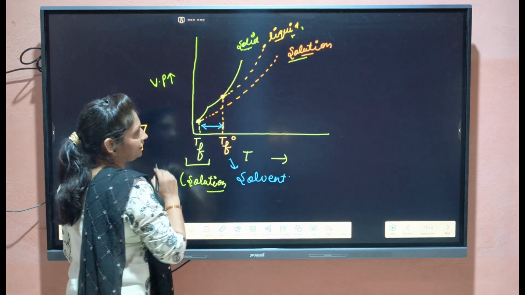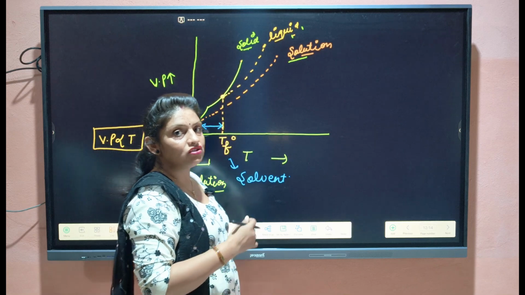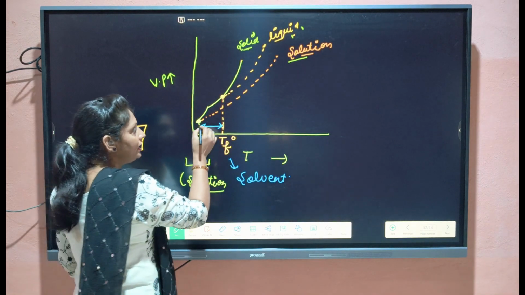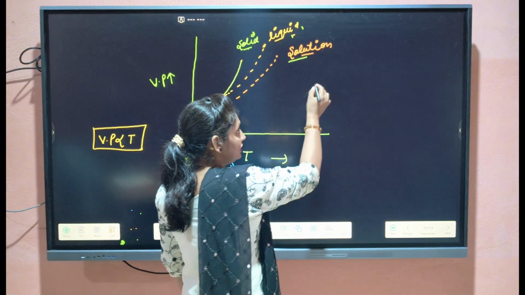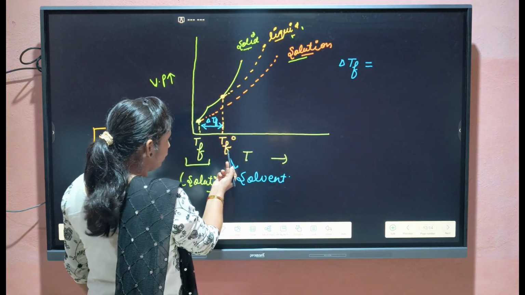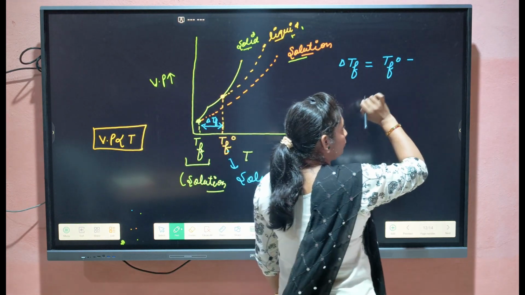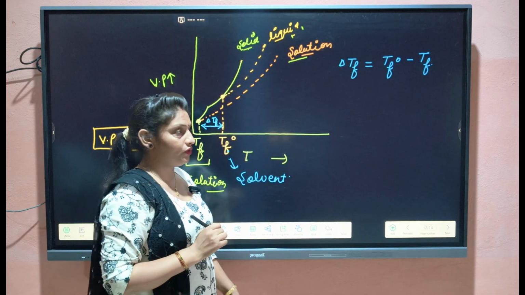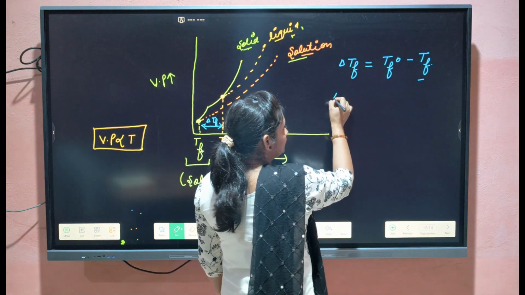freezing point decreases, and because a decrease in freezing point takes place in the case of the solution, it is known as depression in freezing point and it is denoted by del Tf. Students, here del Tf is equal to Tf naught minus Tf. Tf naught is the freezing point of the pure solvent and Tf is the freezing point of the solution.